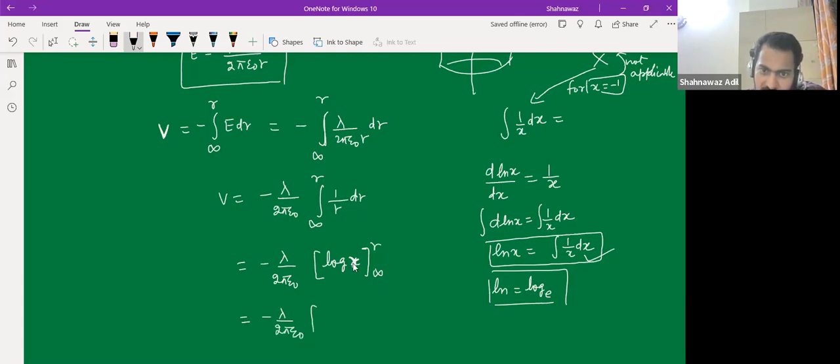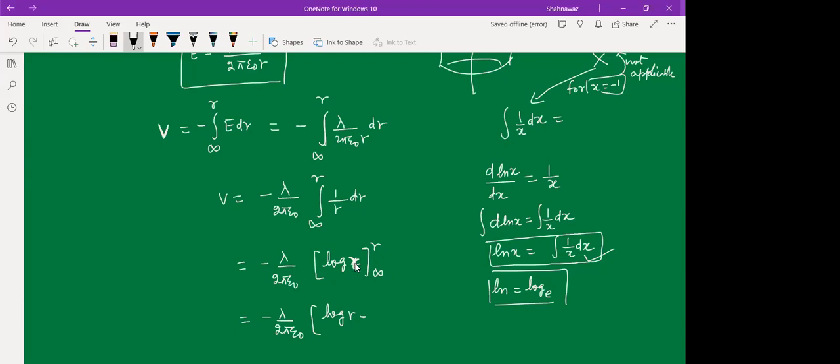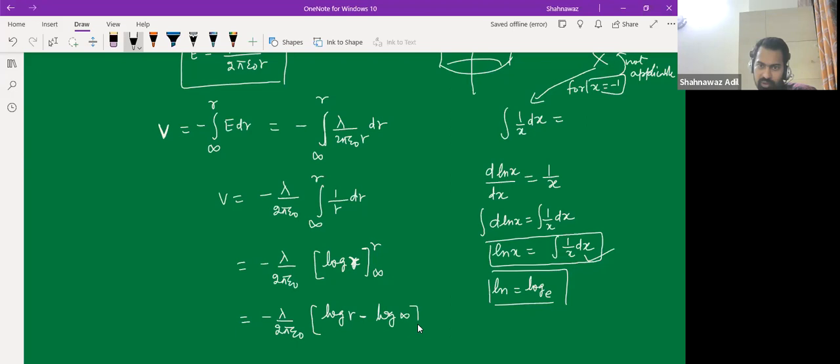And first we put the upper limit, so this is log of r minus, then we put the lower limit. So what would be in here? In place of r, I put r, so this is log r. Minus of, in place of r, what will I put? Infinity. So this would be log of infinity. So this is the potential.